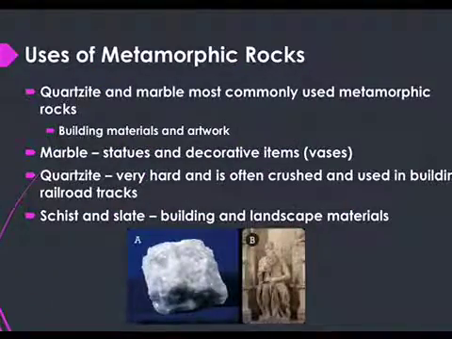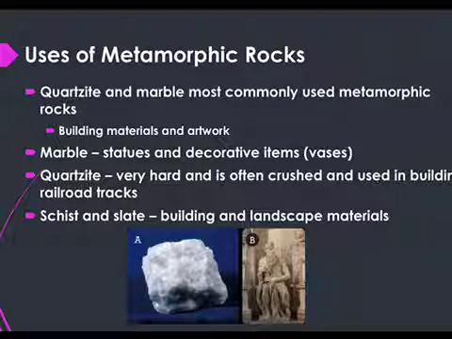So, like I said, metamorphic rocks are very, very hard rocks, and so they have some special uses. Quartzite and marble are the most commonly used metamorphic rocks, and they're used for building materials and artwork. So marble is used for statues and decorative items like vases. Quartzite is very hard and is often crushed and used in building, like railroad tracks. Schist and slate, again, are also used in building and landscape materials.